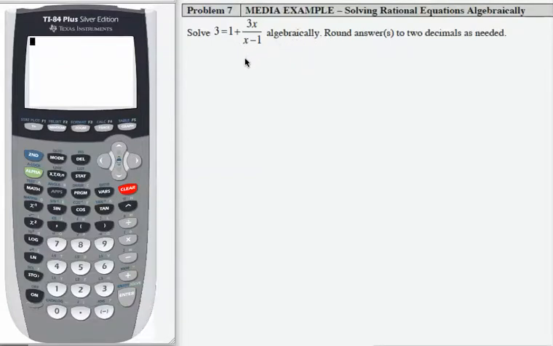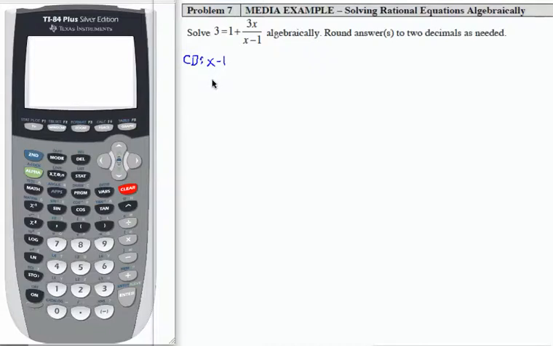So the first step is to identify the common denominator for all fractions in the equation. Well, we only have one fraction, and that is this piece right here, and the common denominator, so I'm going to put common denominator, is x minus 1.